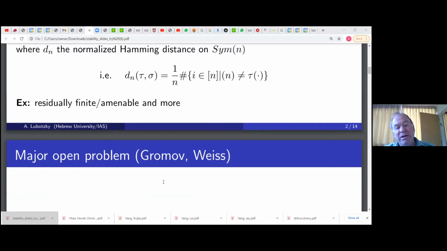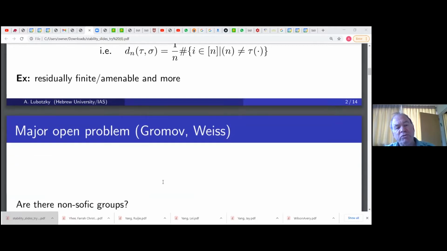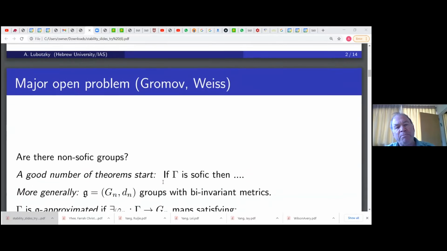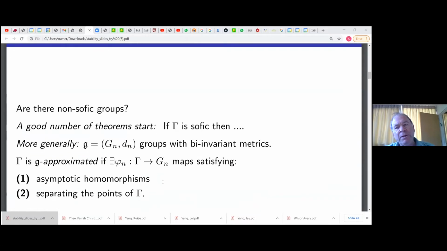When they started that, it maybe was not such an important issue, but over the years it became an extremely important problem, maybe one of the most outstanding problems in group theory nowadays: are there non-sofic groups? Maybe all groups are sofic. We don't know that. That's a major open problem. Why did this become such an important problem? Because nowadays there are a good number of theorems which say if gamma is sofic, then blah, blah, blah.